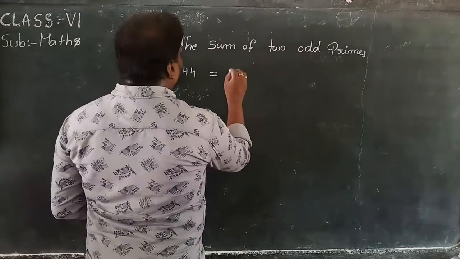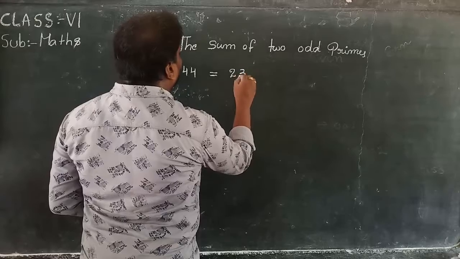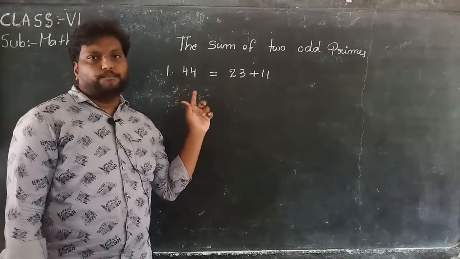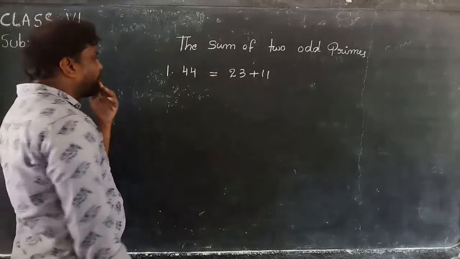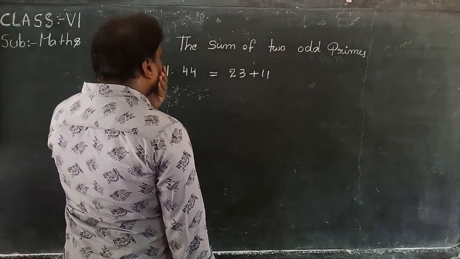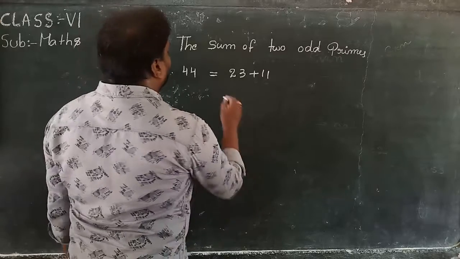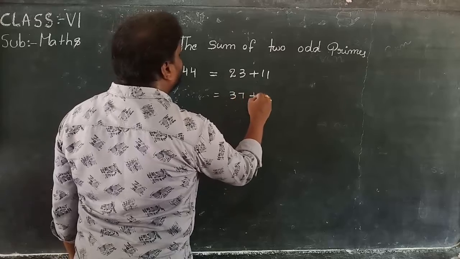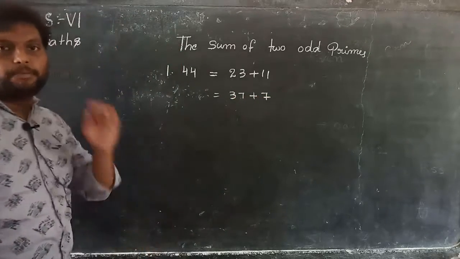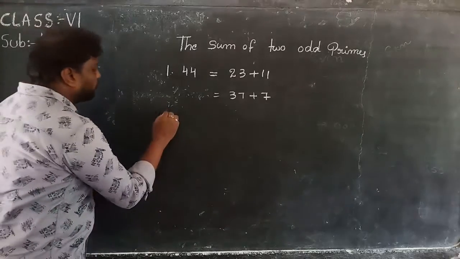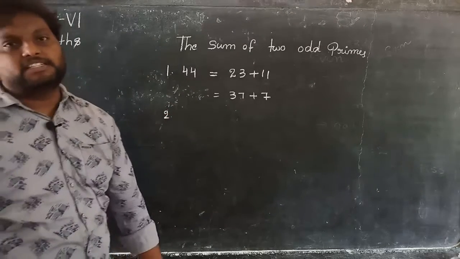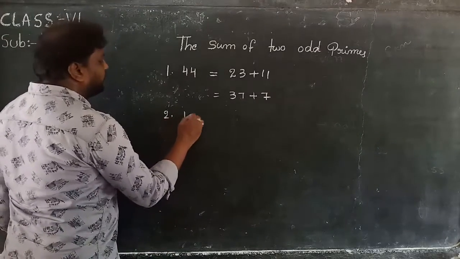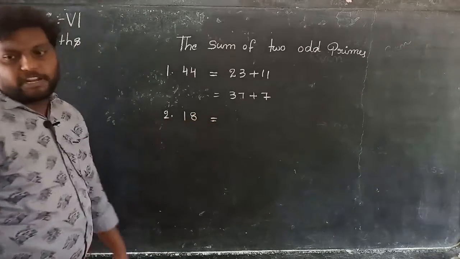Just here, 23 plus 11. We can take 23 plus 11 to get 44. Otherwise, 37 plus 7, we can take 37 plus 7. Okay, I am taking just two combinations. Next number is 18.